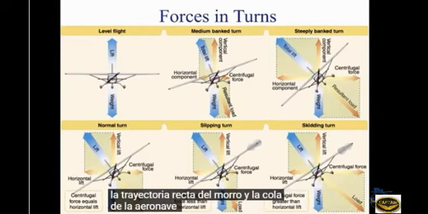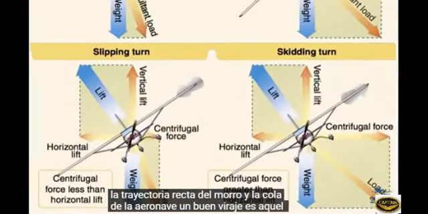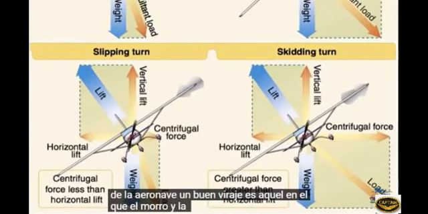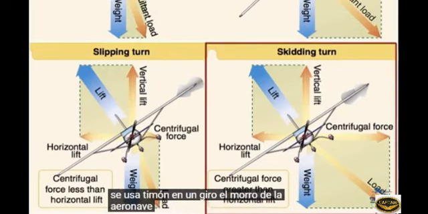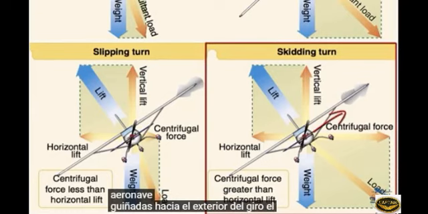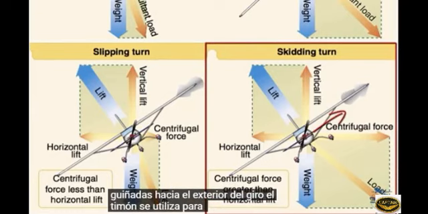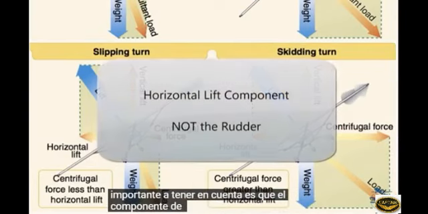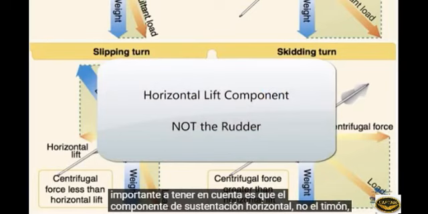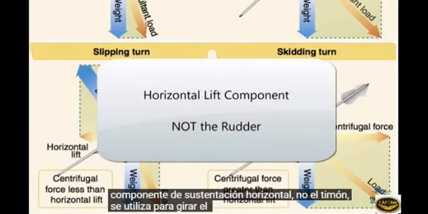The rudder is used to correct any deviation between the straight track of the nose and tail of the aircraft. A good turn is one in which the nose and tail of the aircraft track along the same path. If no rudder is used in a turn, the nose of the aircraft yaws to the outside of the turn. The rudder is used to bring the nose back in line with the relative wind. The important thing to consider is that the horizontal lift component, not the rudder, is used to turn the plane.